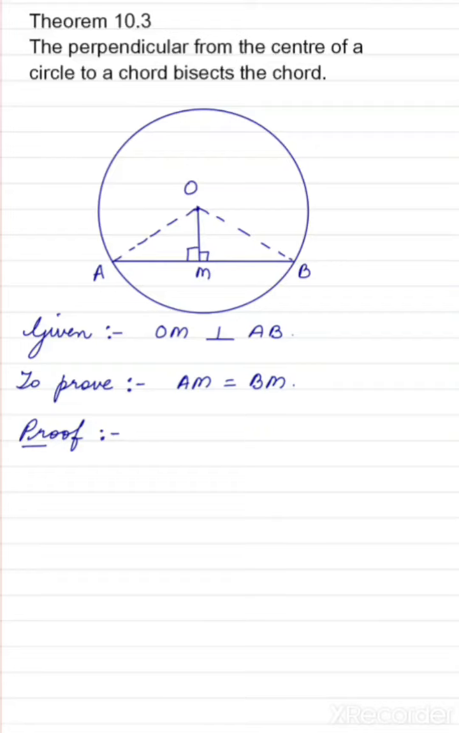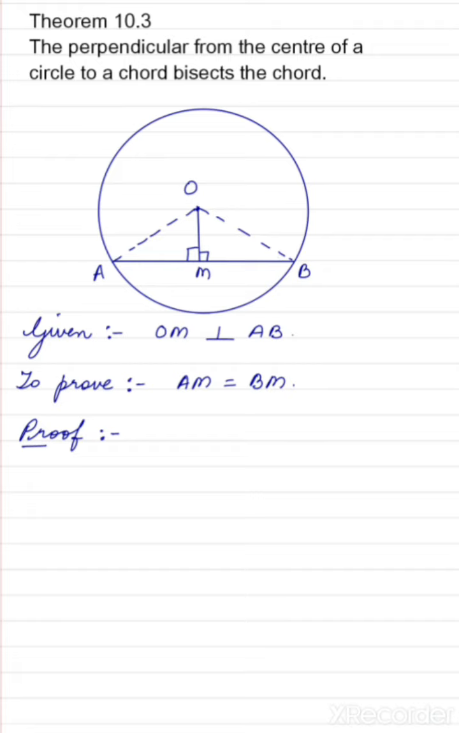Theorem 10.3. The perpendicular from the center of a circle to a chord bisects the chord. Here you are given a circle with center O. You are given that if you draw a perpendicular from the center to a chord, then it will bisect the chord. That means it will divide the chord into two equal parts.